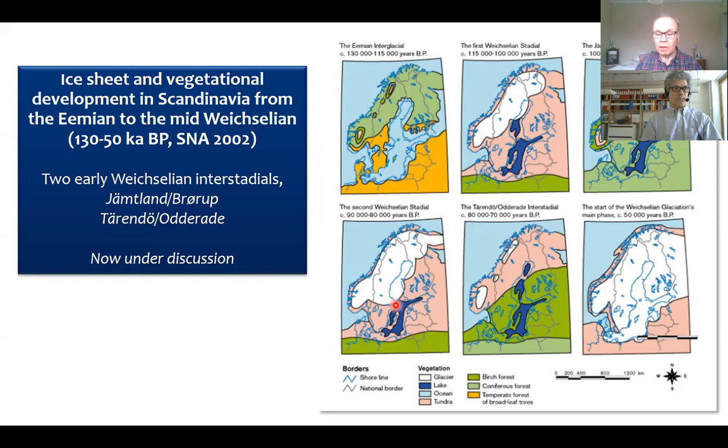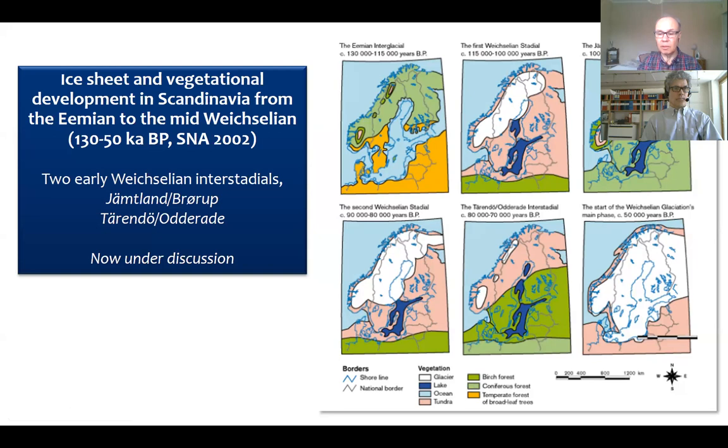And it was followed by another warm period, which is called the Odderade interstadial on the continent, or the Tärendö interstadial in Sweden. The Tärendö interstadial was a little bit colder than the Brørup interstadial, and that can be seen in this map showing different kinds of vegetation. So it's possible that southern Sweden was covered by birch forest during the Tärendö or Odderade interstadial, but with coniferous forest in the interstadial.